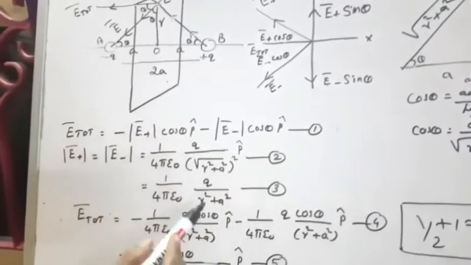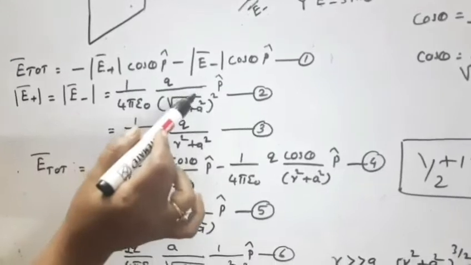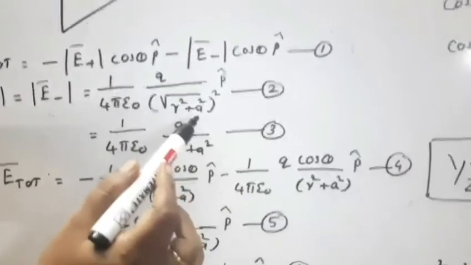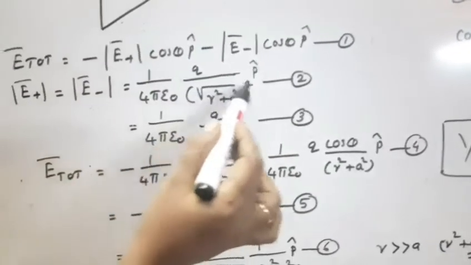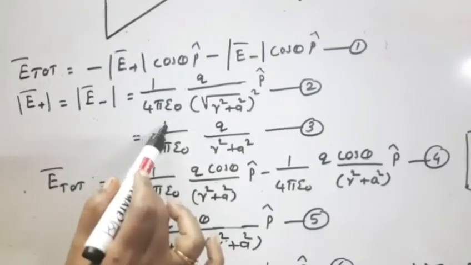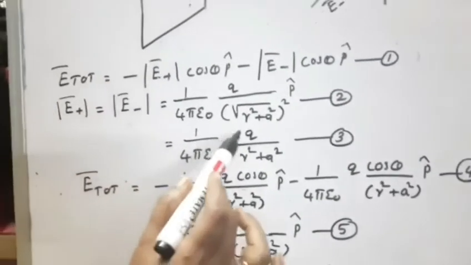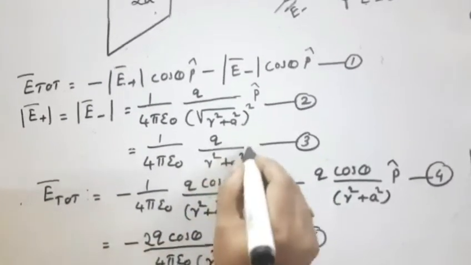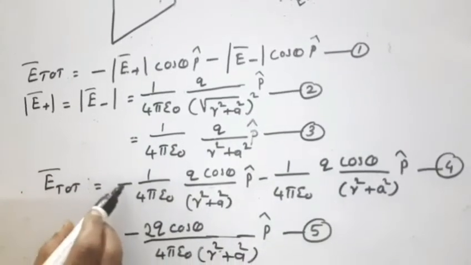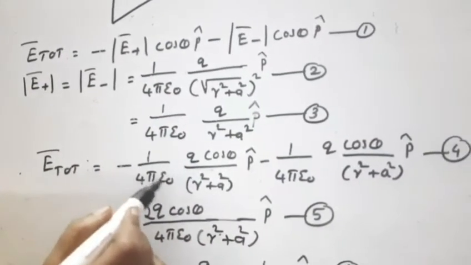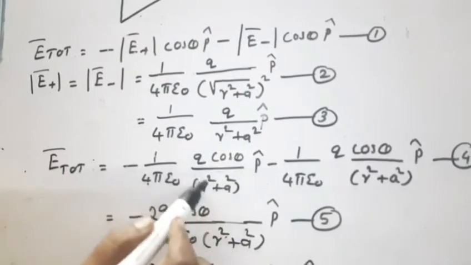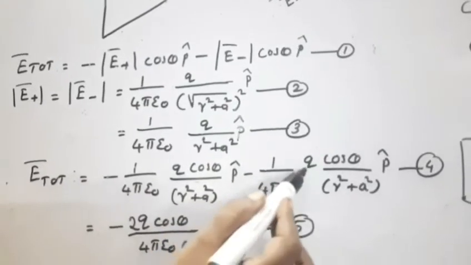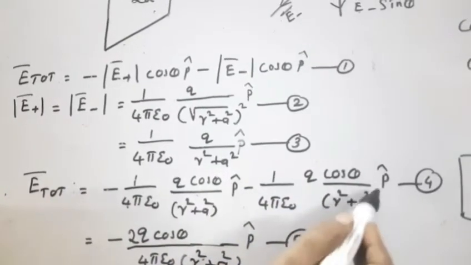Therefore we substitute the value here. Instead of r square value, root of r square plus a square whole square. When we use root and square, the value is reduced. Therefore the next simplification, 1 by 4 pi epsilon naught q divided by r square plus a square. Therefore the E total value is equal to, the value we substitute here, minus 1 by 4 pi epsilon naught q cos theta divided by r square plus a square p cap minus 1 by 4 pi epsilon naught q cos theta divided by r square plus a square p cap.